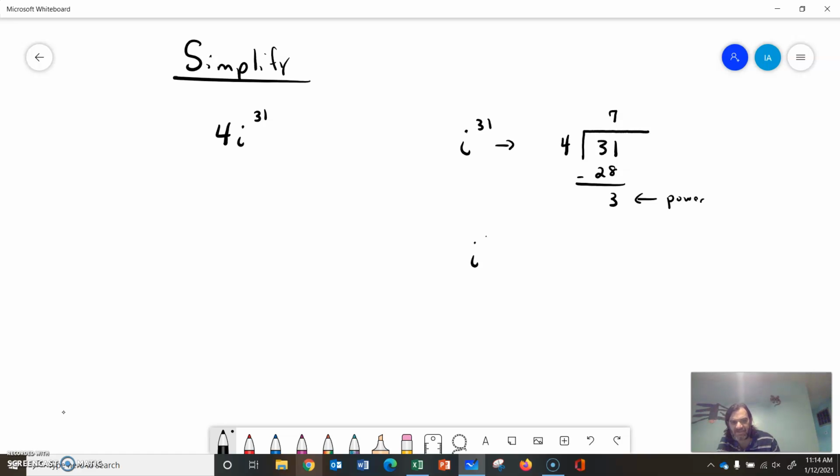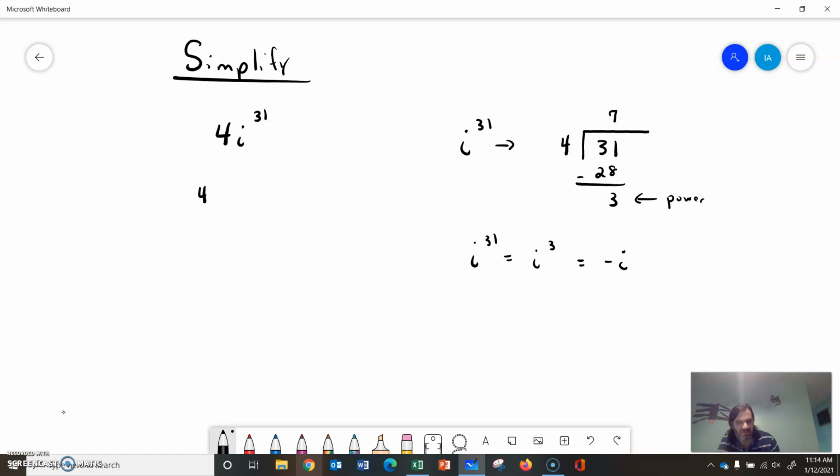So i to the 31st is basically the same thing as i to the 3rd. But also, i to the 3rd, from a definition that we did, was negative i. Okay, so go back and review those definitions and rules if you need.